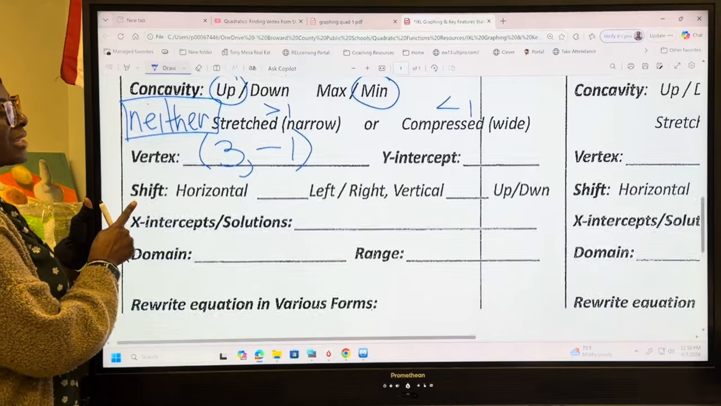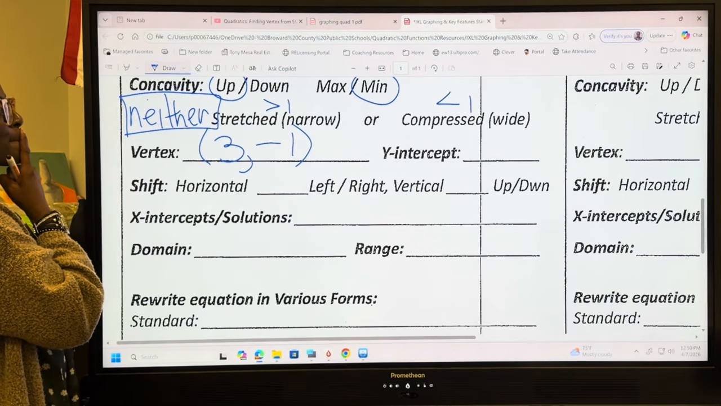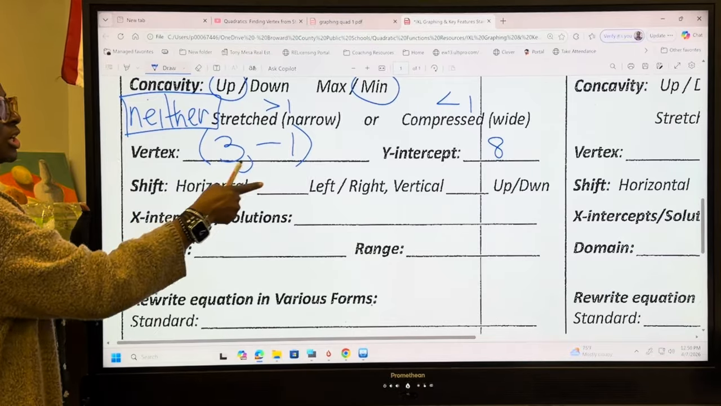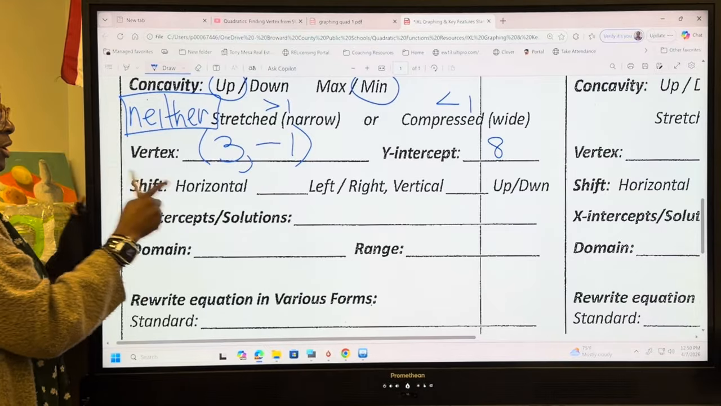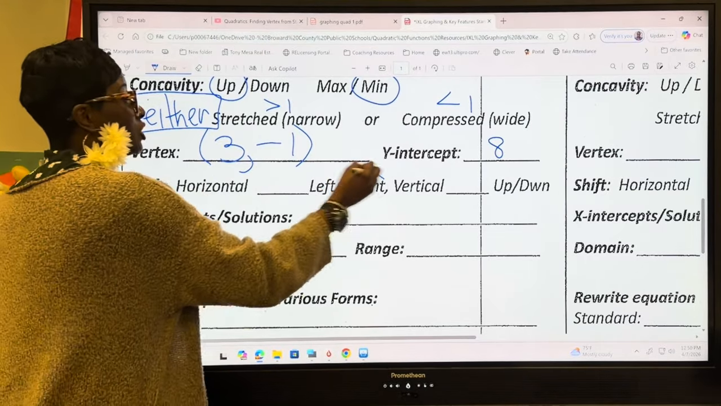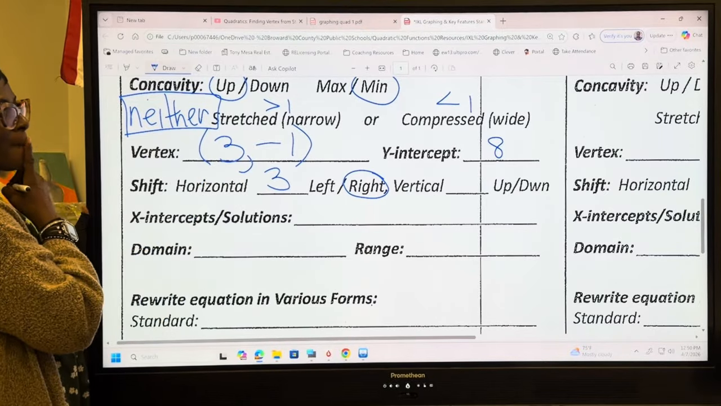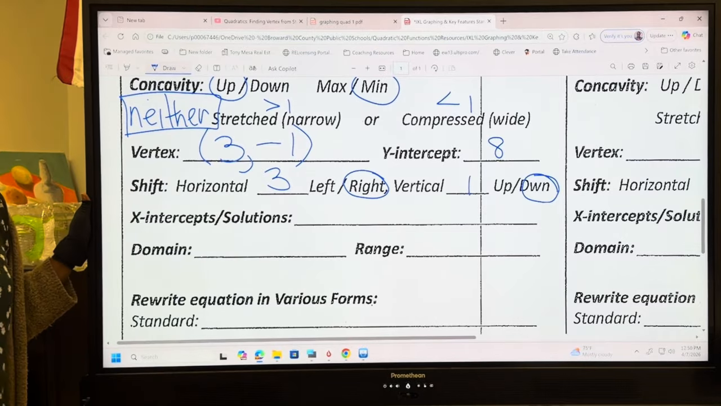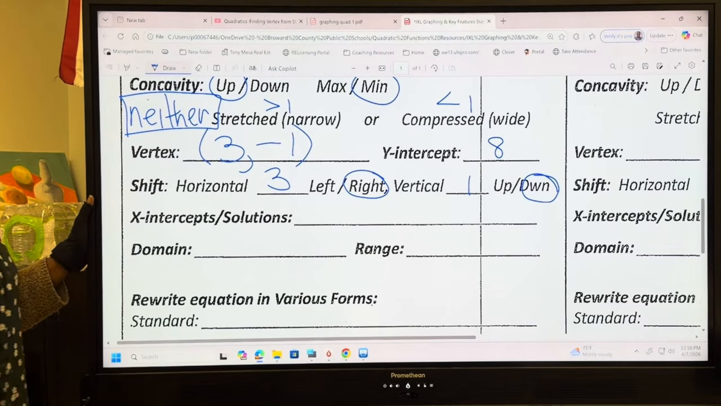All right, now let's talk about this. What's our y-intercept? 8. It was 8. Positive or negative? Positive. Talk to me about this shift. You should know this. Right, how much? 3. And then what? Down. Down how much? 1. Are y'all following? All right, it's down 1.